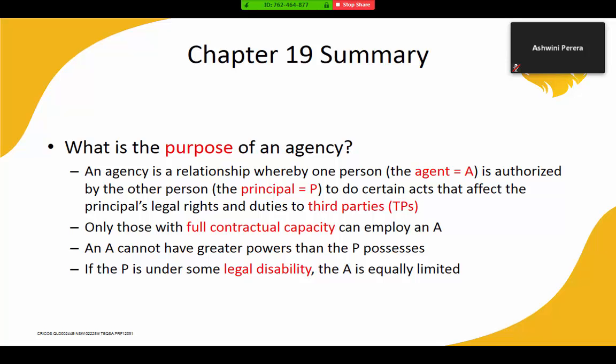So if the principal has a legal disability, okay, then that disability will have to flow through to the agent, and the agent will be equally limited in their ability to enter into contractual relationships on behalf of that principal. Key point, we create agency out of efficiency. Okay? All right.